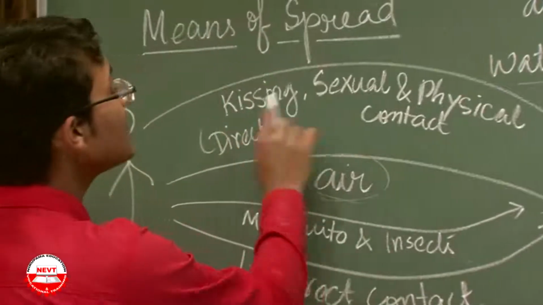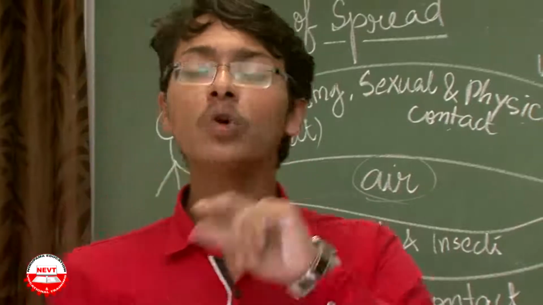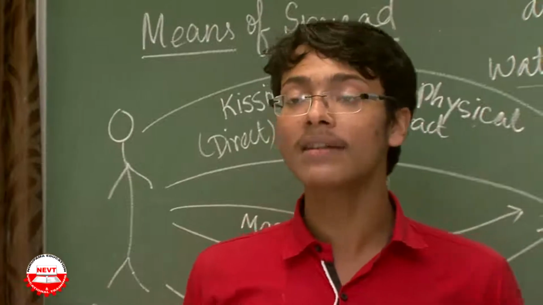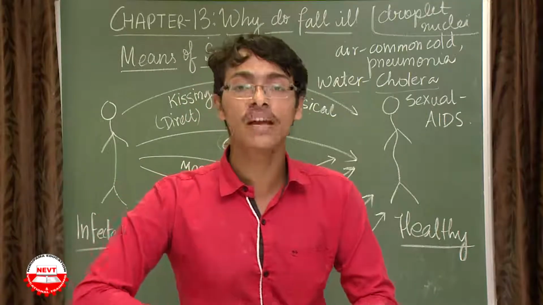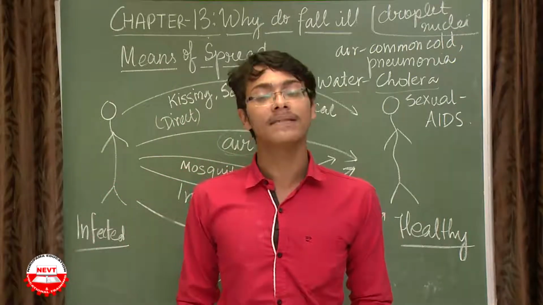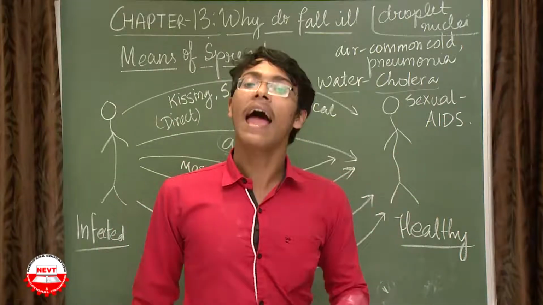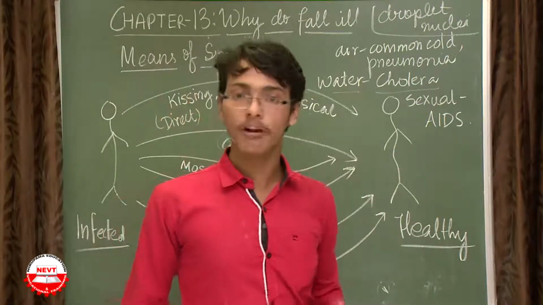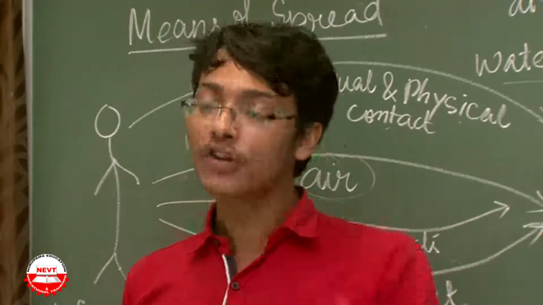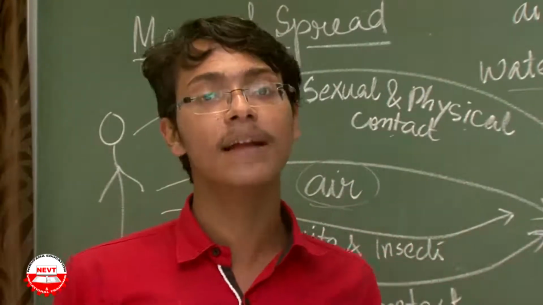Next one is kissing, sexual and physical contact, or direct contact. When two partners kiss each other, or when two partners have sexual contact, or when two persons have a handshake, a physical contact, there is a possibility that the microorganisms can pass. One of the diseases caused by sexual contact is AIDS, acquired immunodeficiency syndrome. When an infected partner has sexual contact with a healthy partner, there is a possibility that this disease can pass.